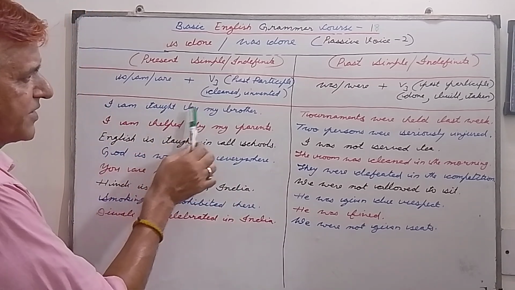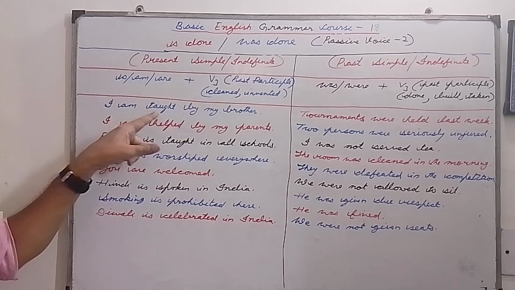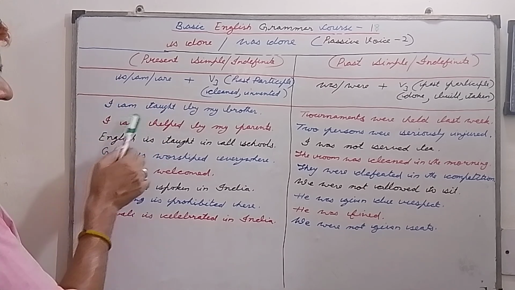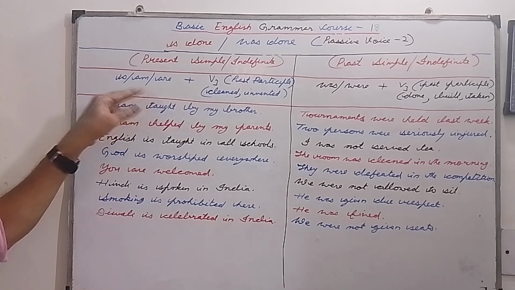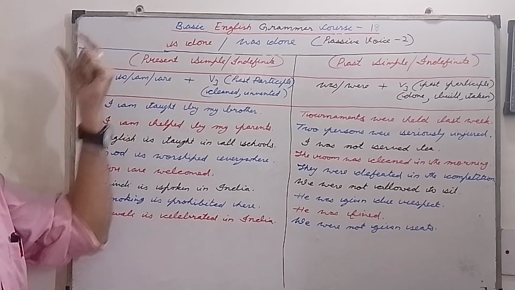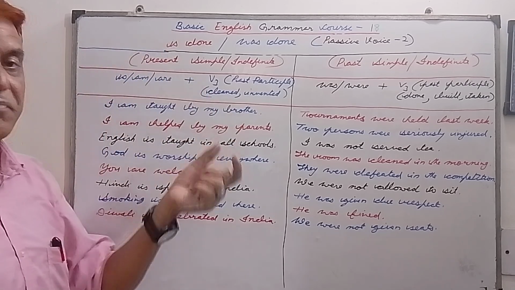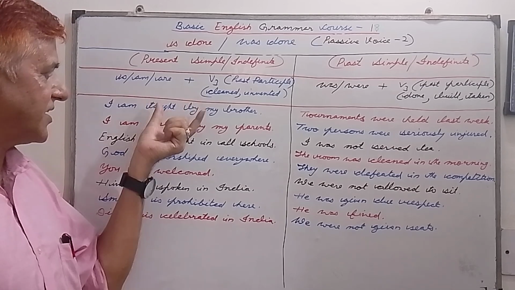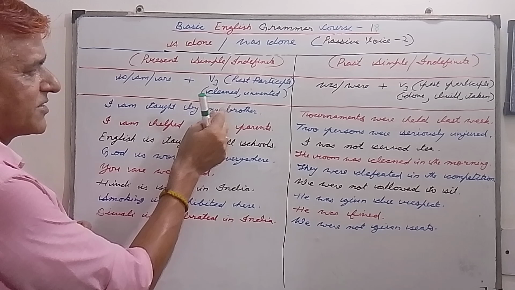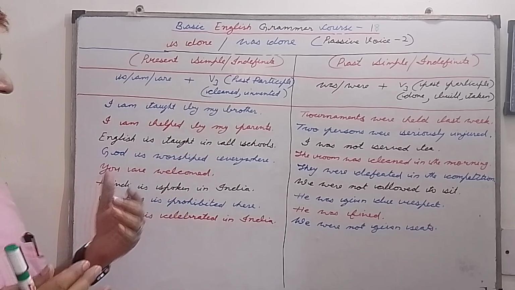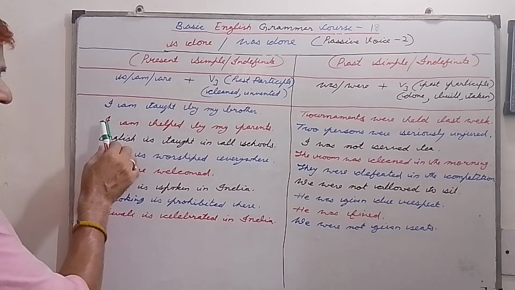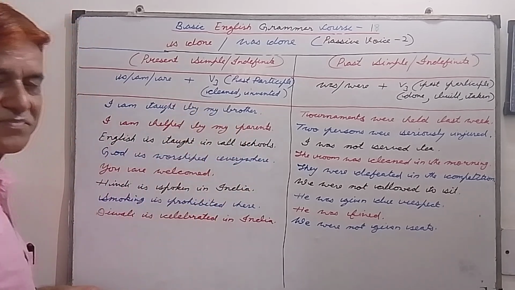So I am taught by my brother. This is the third form of teach, and am is the helping verb. And here I gets affected by the verb taught. So I am taught. I am not teaching my brother, but my brother is teaching me. You should take the meaning of this sentence like this: I am taught by my brother. It means that my brother teaches me. I am not teaching my brother. I am helped by my parents.